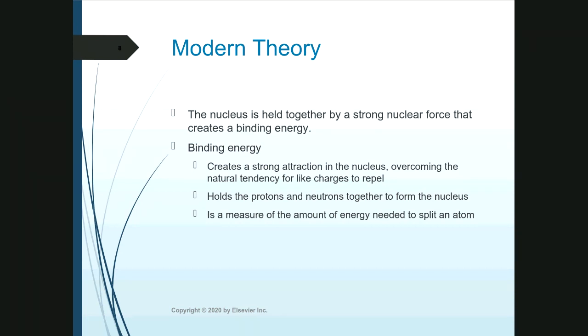So it doesn't really make sense in the nucleus when you think about all those positive charges and the neutral charges. Why don't all the positive charges repel each other? That is because of the nuclear binding energy. There's a strong force in there that overcomes the need to repel each other, and they stay together. So it holds the protons and neutrons together to form the nucleus.